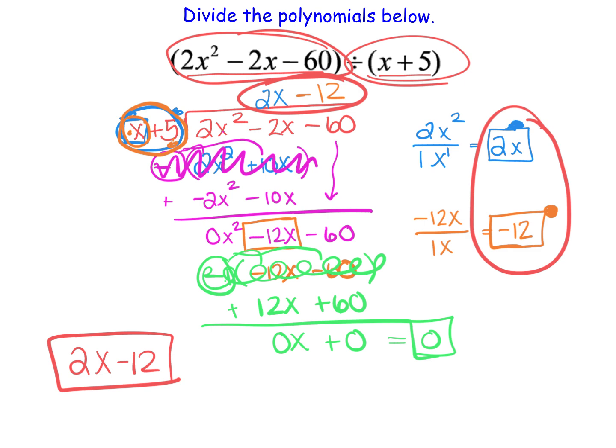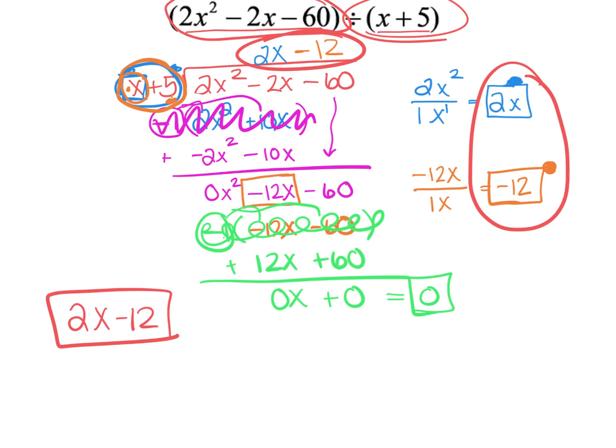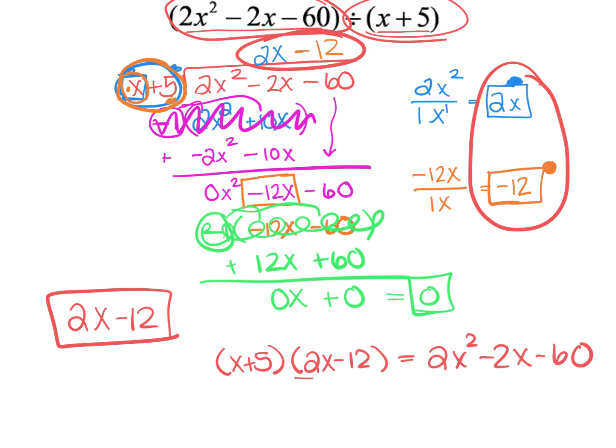Now, another way to think about this and another way to check your answer is that what this division problem really tells you is that x plus 5 times 2x minus 12 is going to equal 2x squared minus 2x minus 60. That's what you've really found. You found what times x plus 5 is going to give me this polynomial. So that's one way, if it works out nicely, to check your answers afterwards.